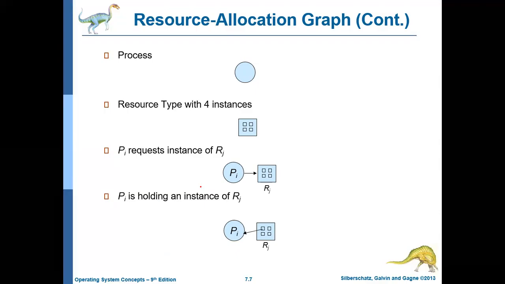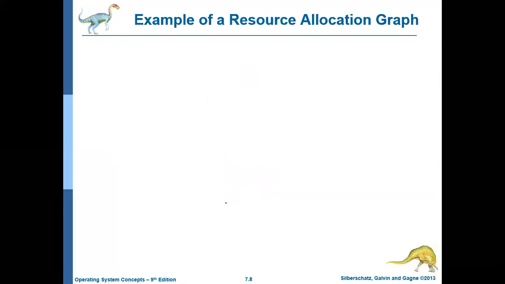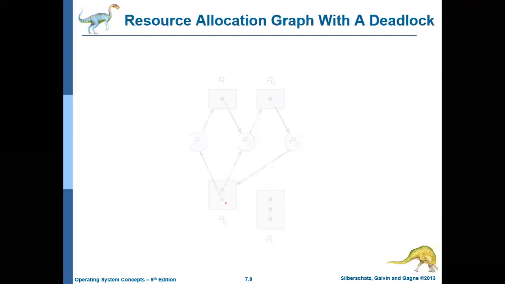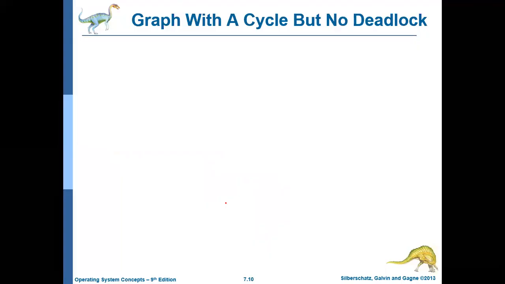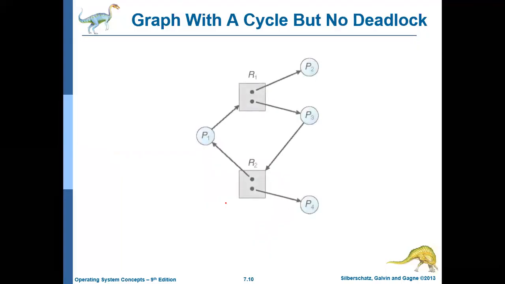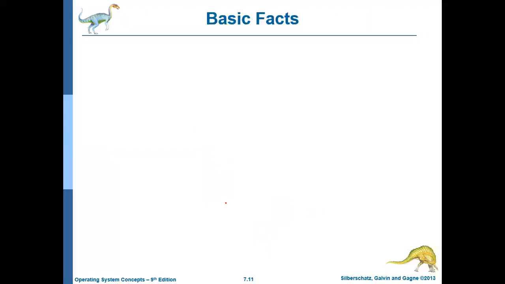So before discussing the resource allocation graph, if you are aware of the symbol, it is quite good. So that's what we are discussing here. Okay, so basically why do we use a resource allocation graph? We use a resource allocation graph to detect whether the system is in a deadlock state or not.